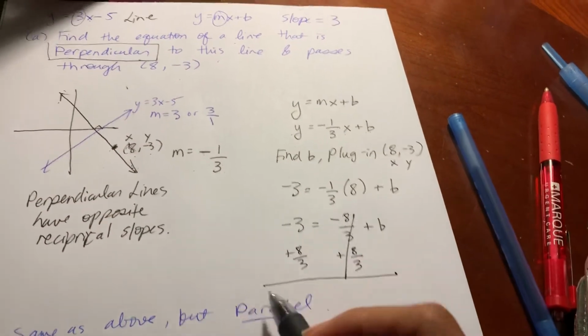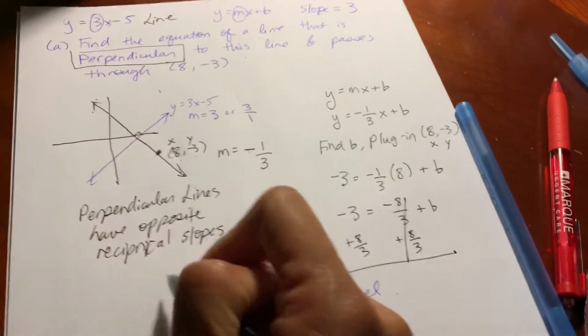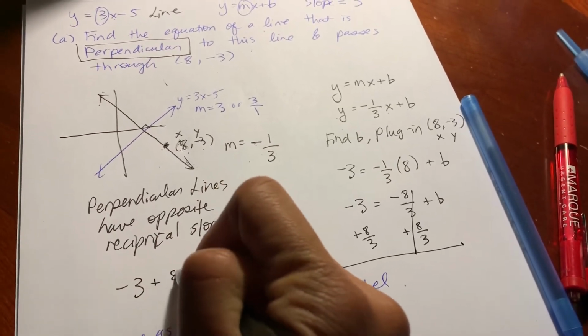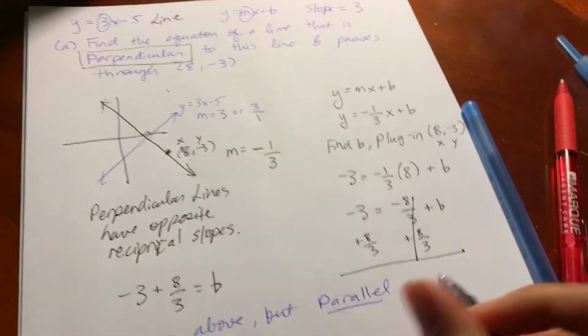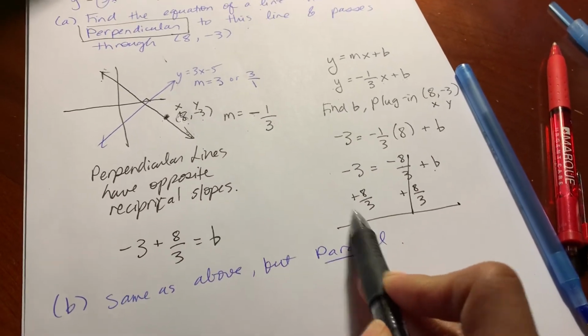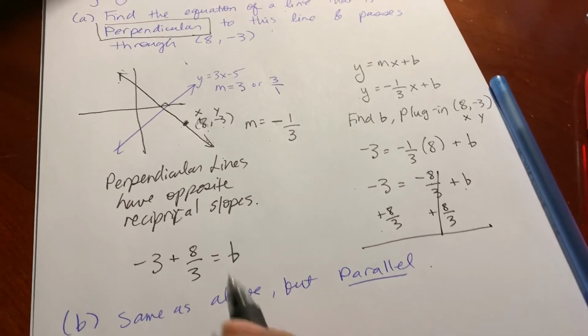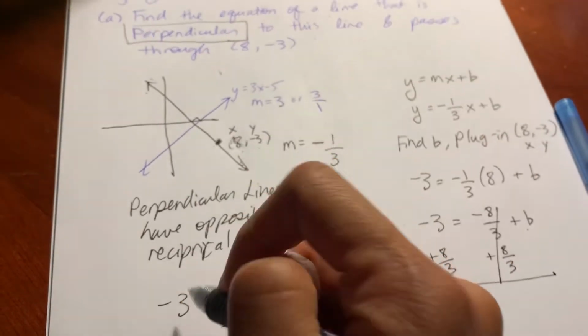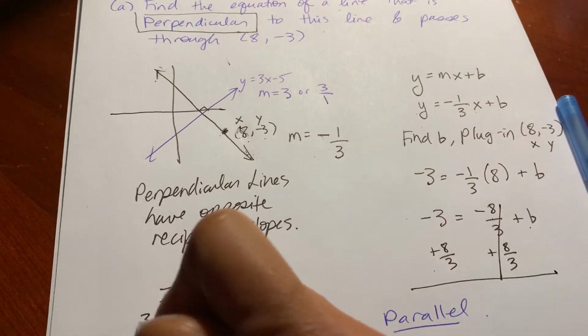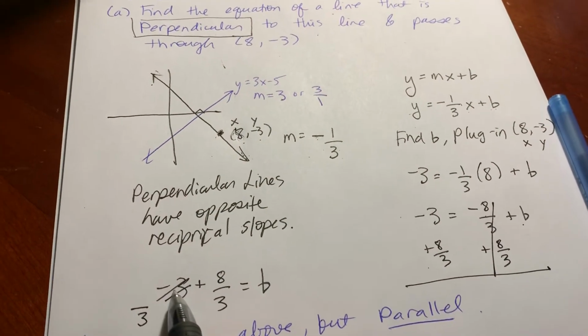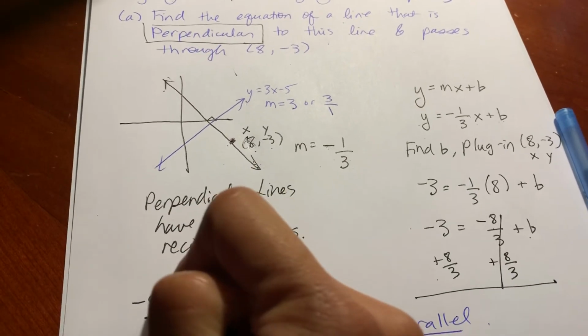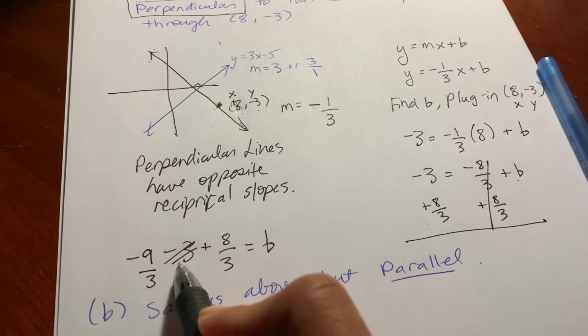So when I add 8/3 to both sides, let's see, what's negative 3 plus 8/3? So that's what b is, right? b is negative 3 plus 8/3. Well, what is negative 3 plus 8/3? We need a common denominator. I'm going to make the denominator here 3. And then I'm going to multiply the top by a 3, so I have a negative 9. So negative 9/3 is the same thing as negative 3.